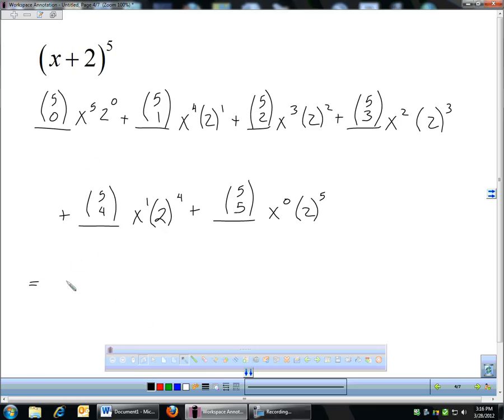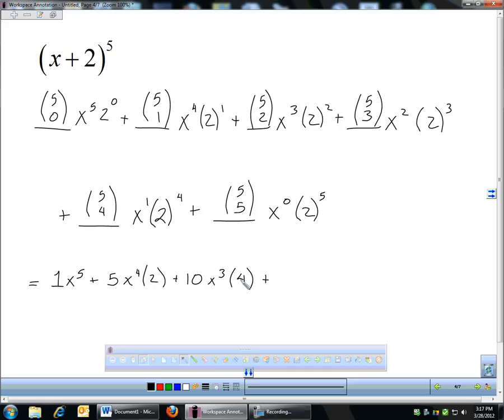Once we punch those in, 5 choose 0 is 1, so it's going to be 1 times x to the fifth, and 2 to the 0 is just 1. And again, you really don't have to write 1 times x to the fifth, but I'm just going to kind of kill it dead and put the coefficient there. 5 choose 1 is 5, x to the fourth times 2 to the first is just 2, plus 5 choose 2 is going to be 10. X cubed, 2 squared is 4. So 2 squared is 4.